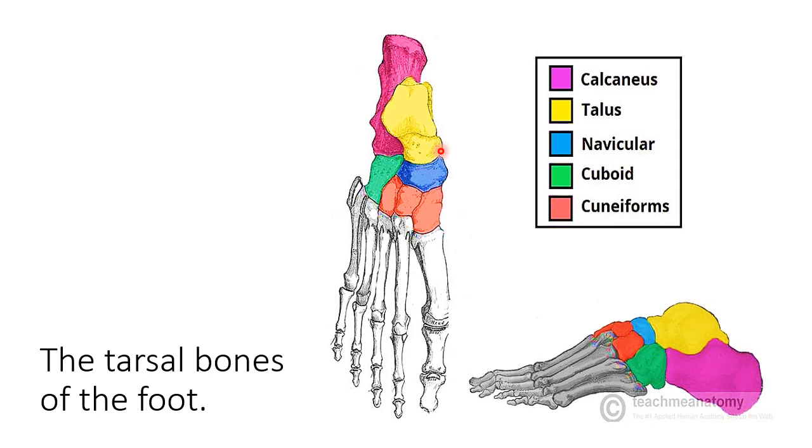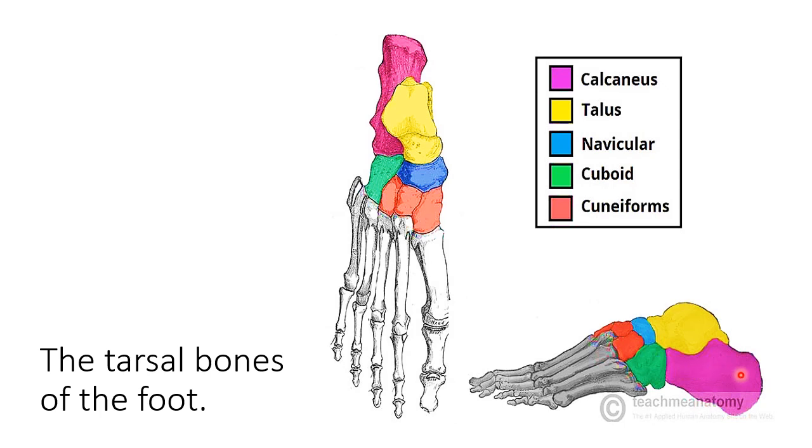So a condition called avascular necrosis occurs, which is poor blood supply to the bone, and that leads to degeneration of the bone. The bone starts to erode because it has no muscle attachment.